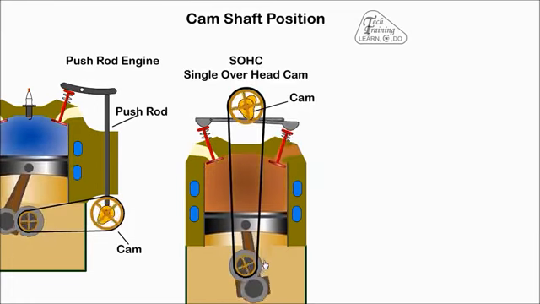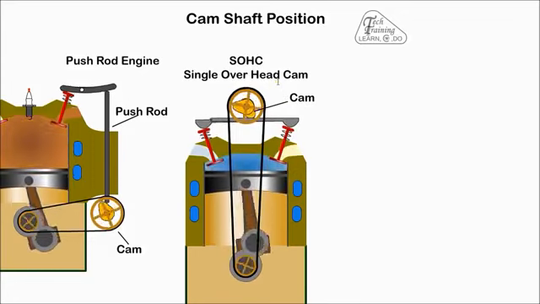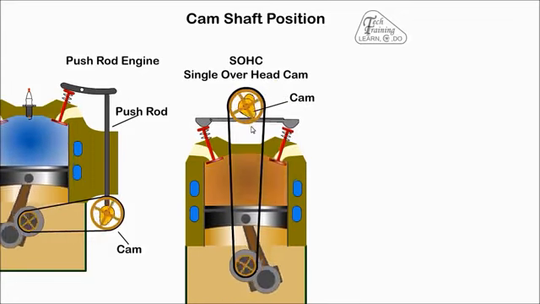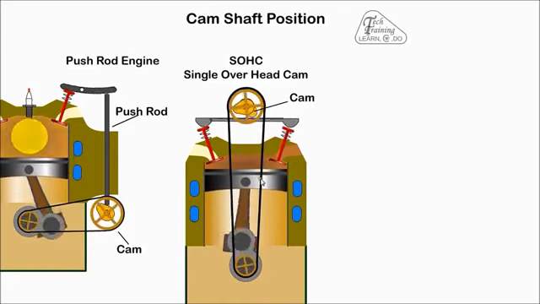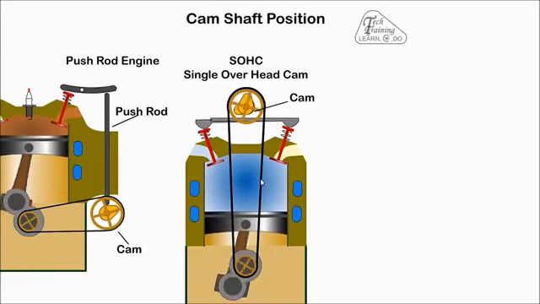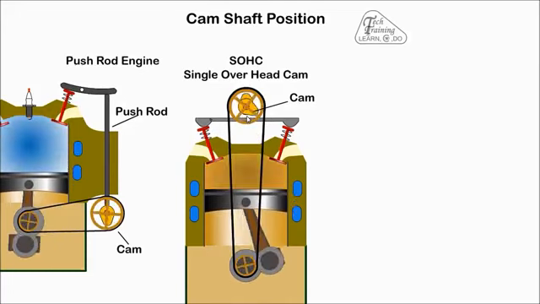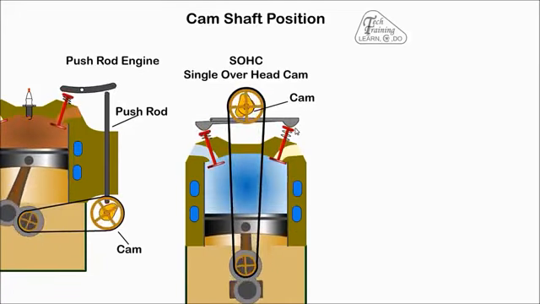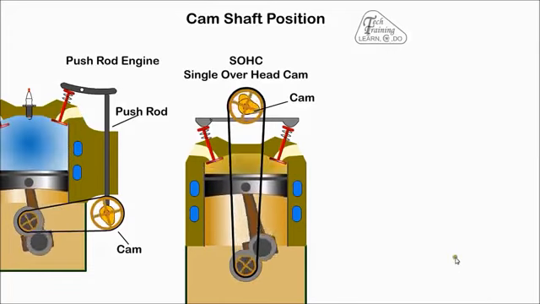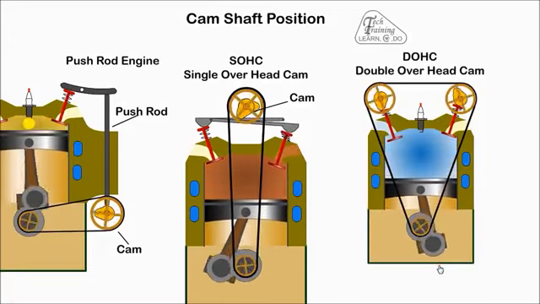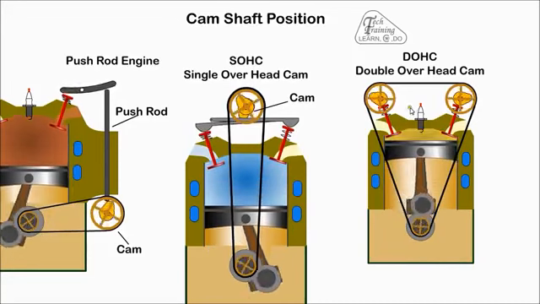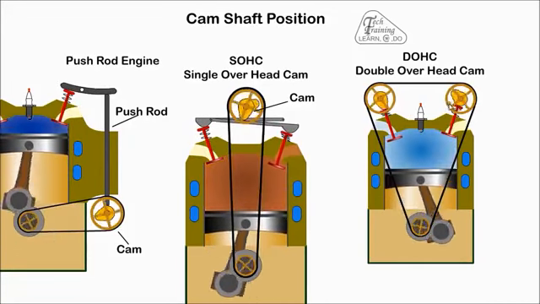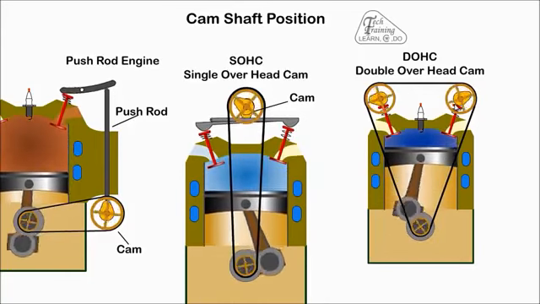SOHC, Single Overhead Cam. In this design, the camshaft was relocated to the top of the engine and driven by a timing chain or belt. One camshaft was used to operate both the inlet and exhaust valves via rocker arms. In a DOHC or dual overhead cam, separate cams were used for inlet and exhaust valves.